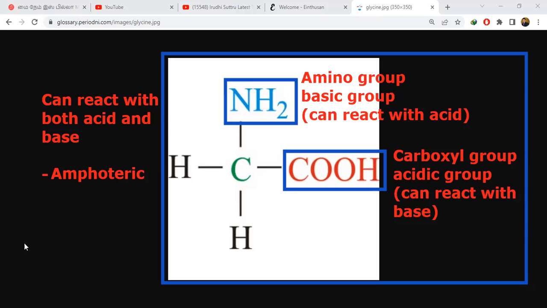Without those two groups, will there be an amino acid? Without amino group, without carboxyl group, will there be an amino acid? No. So all the amino acids are amphoteric. Clear? Clear, sir. Could you please take a white sheet and mark these details?